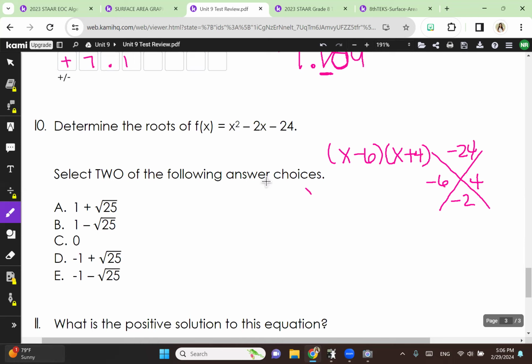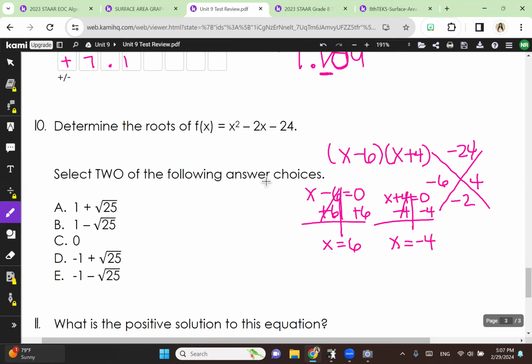And then solve. x minus 6 equals 0, which ends up being x equals 6. Sorry, I'm trying to rush now. Then you do x plus 4 equals 0, subtract the 4, and you get x equals negative 4. Now notice that doesn't add up with any of these answers. So what you want to do with your answer choices is type them in.